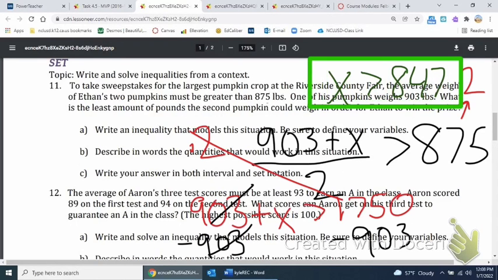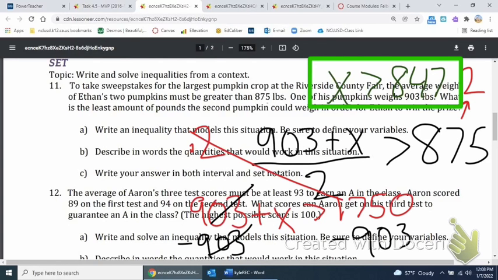What that tells us is that the smallest that second pumpkin could be to make sure that the average is over this would have to be bigger than 847. Then we multiply that by 3. Oh, no. We're done. Yeah, that's it.